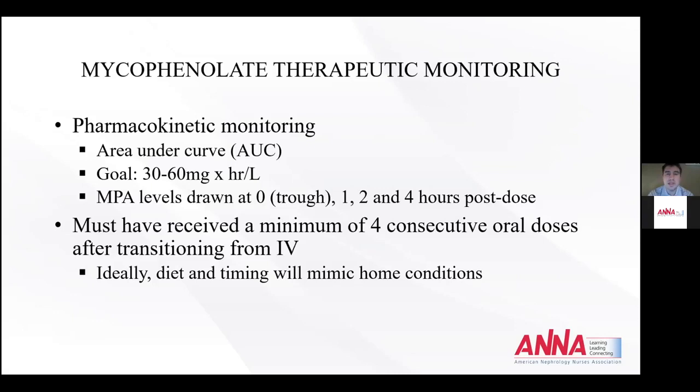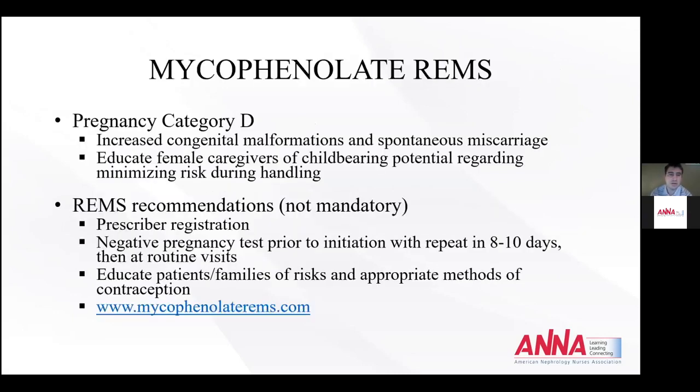But we'll draw these levels at different time intervals. So you have a 0, which is trough, and then at 1 hour, 2 hour, and 4 hours. And then our lovely pharmacist helps us convert and figure out what the AUC is. We adjust the dose equivalent to make it fit within that goal. And you must have received 4 consecutive doses if you're transitioning from IV to oral before you do CellCept kinetics. So like if we make a CellCept change, you don't want to immediately do AUC. You need to wait a few days, make sure they have a couple of days of dosing before you would then get an AUC.